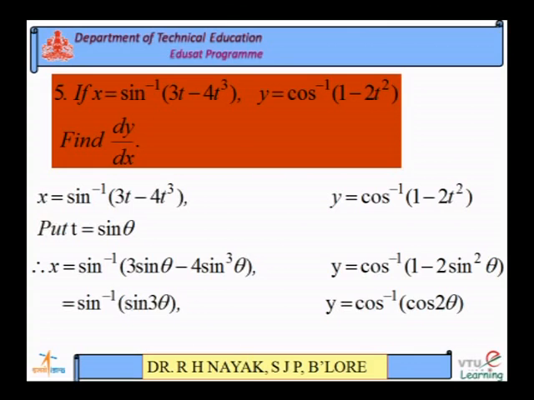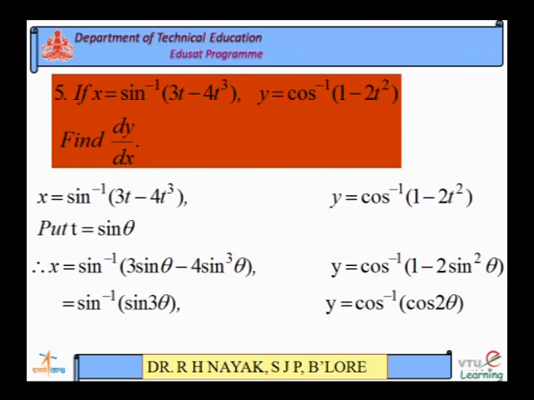Put t is equal to sin theta. Then x becomes sin inverse of 3 sin theta minus 4 sin cube theta. As we know, 3 sin theta minus 4 sin cube theta is sin 3 theta, correct? According to inverse trigonometry, sin inverse of sin theta is theta. Sin inverse of sin x is x. Therefore, it is equal to 3 theta, where t is equal to sin theta.